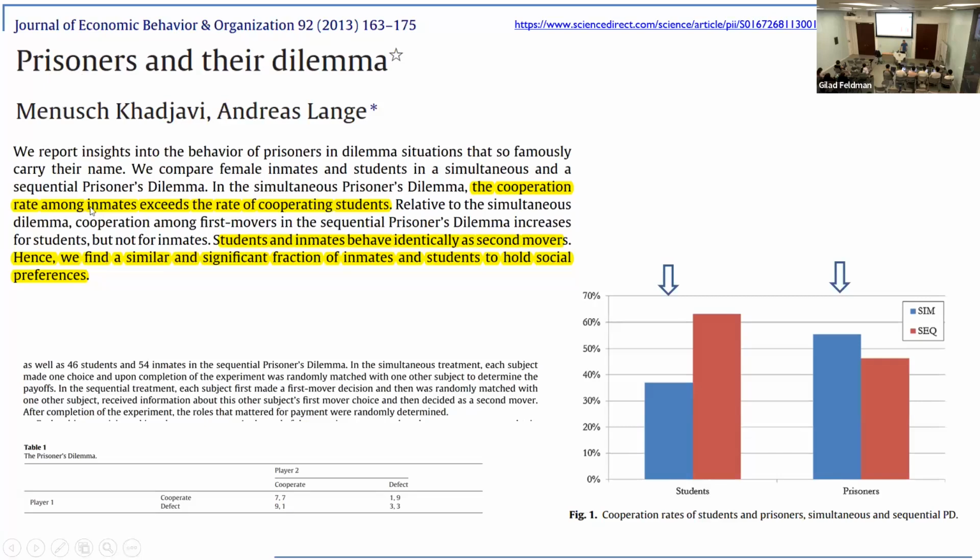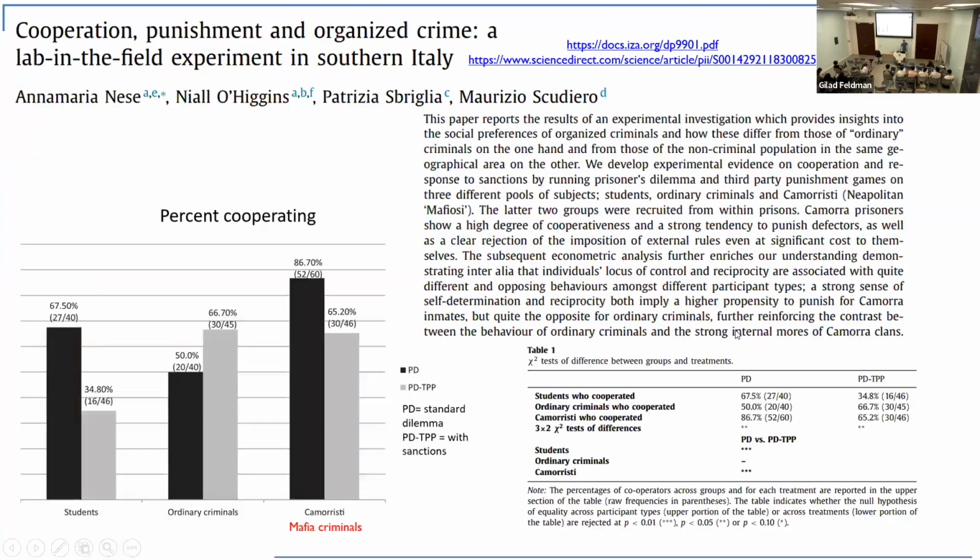The cooperation rate among inmates exceeds the rate of cooperating students. So we think all kinds of things about criminals, but actually the criminals cooperate a lot more than students do. So that's already a very interesting take on this. You can see the shift between cooperation and defection between these two samples. But it's not the only article.